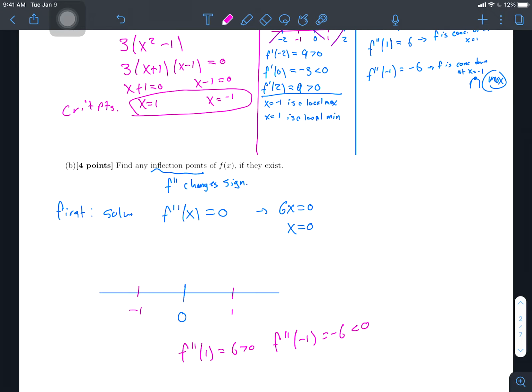So the second derivative goes from being negative to being positive. So f double prime changes sign at x equals 0. Therefore, x equals 0 is an inflection point.